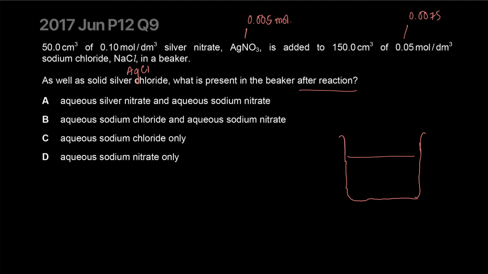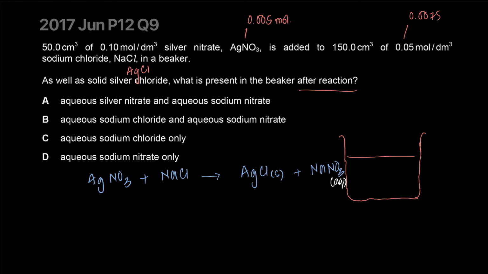Let's figure it out. Silver nitrate, AgNO3, reacts with sodium chloride, NaCl, and that gives me silver chloride, which is a solid, so it's not in the solution anymore. It's not dissolved into the solution. The other thing it should give me is NaNO3, which is aqueous, because I'm looking at the answers and they're all aqueous. So what's left in the solution?